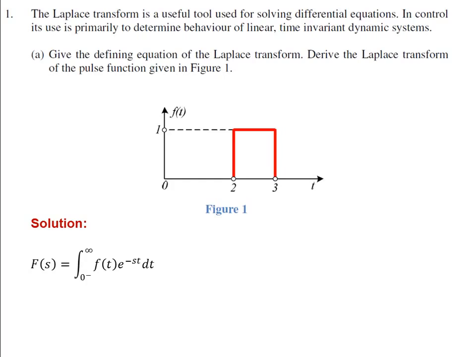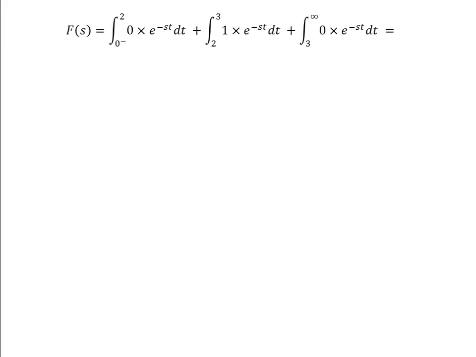And according to the figure, the function f(t) can be defined as f(t) equal to 0 when t is bigger than 0 and less than 2, 1 if t is equal or bigger than 2 and less than 3, and again 0 if t is bigger than 3. So if we implement this function f(t) in the definition of the Laplace transform F(s), we will have this relation.